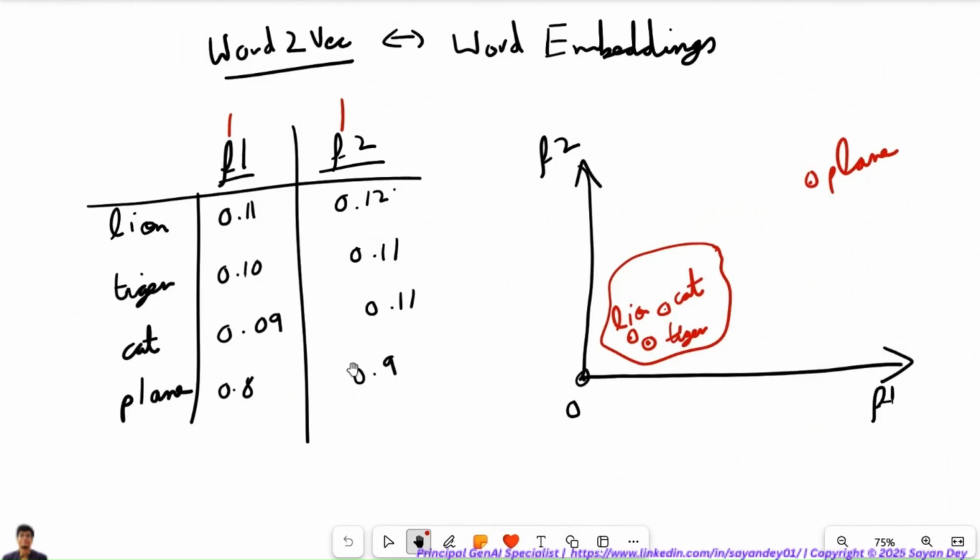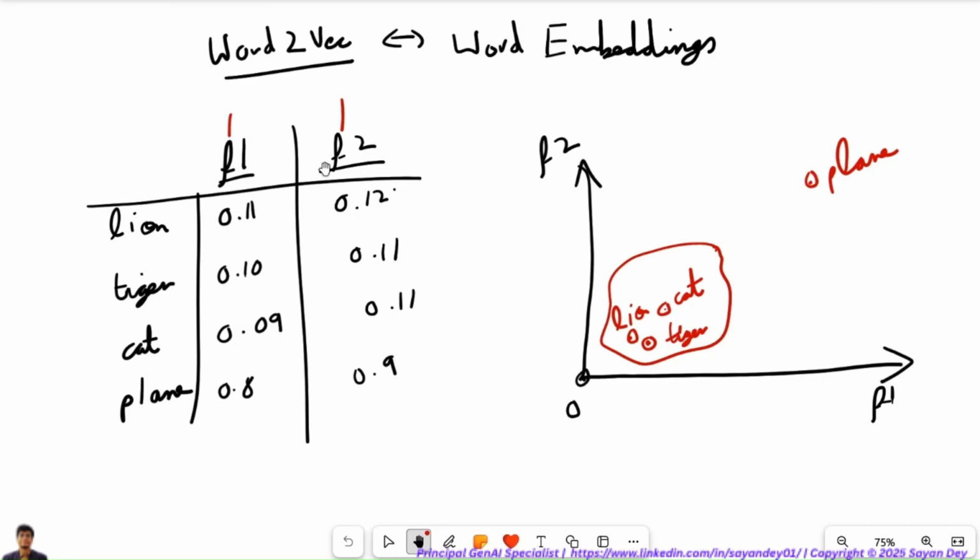So we have each and every individual word, and we are trying to represent each of them as a vector of two numbers each. Why two? It's a hyperparameter. You can decide how many numbers you want, but I took two here so that it is easy to visualize. So lion is 0.11, 0.12.